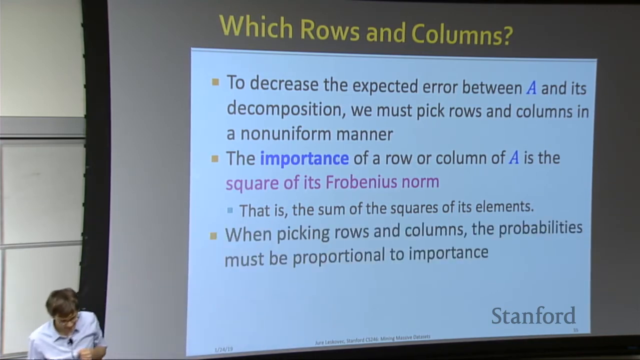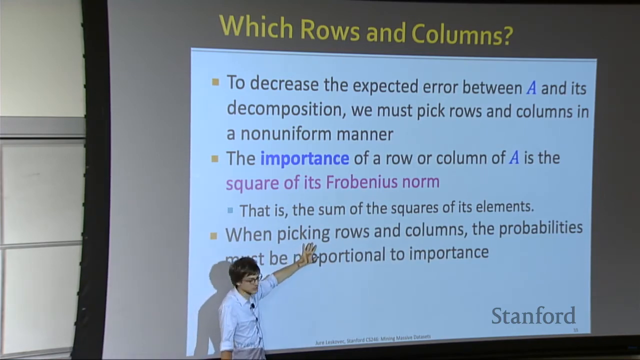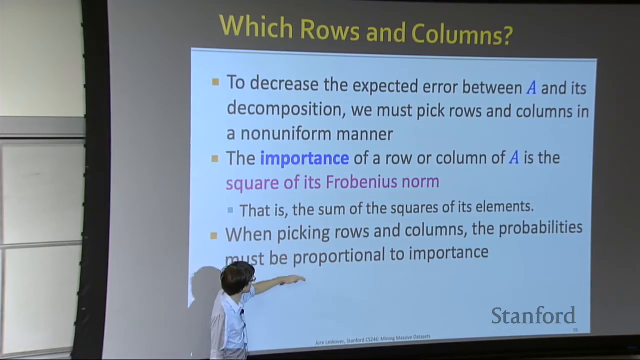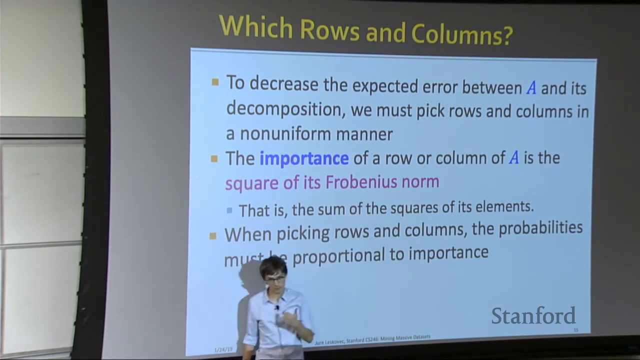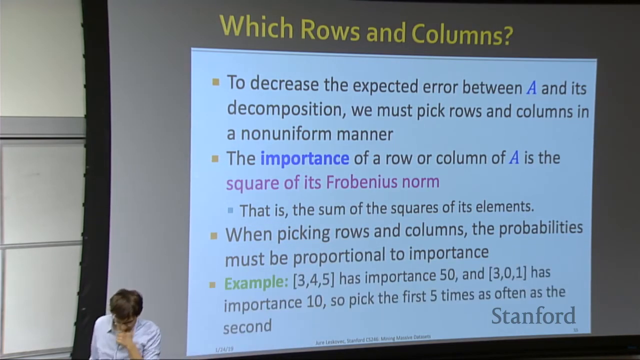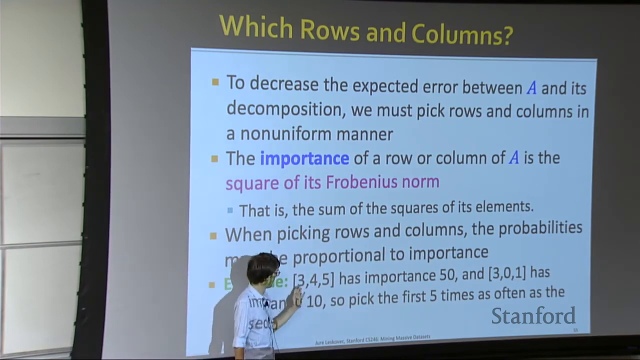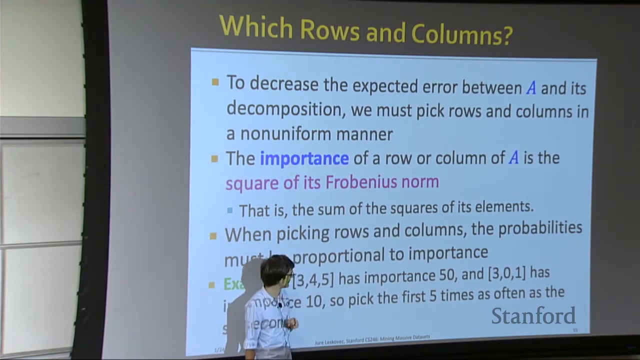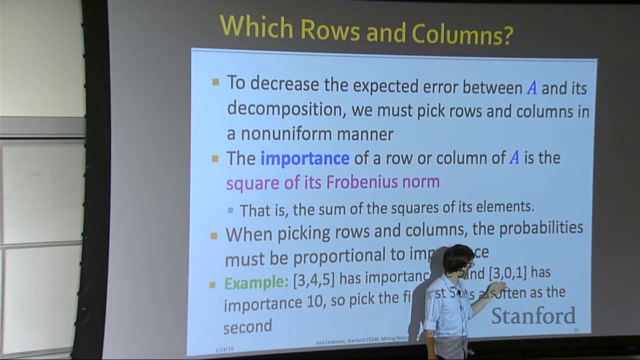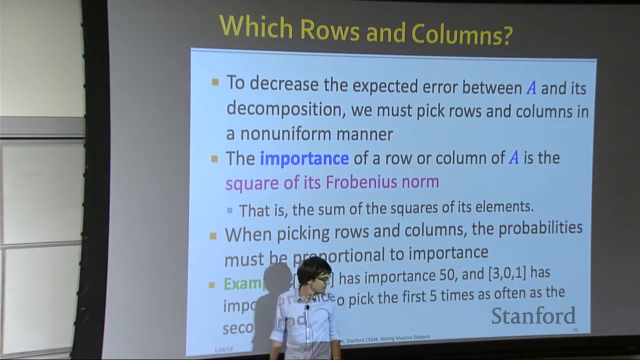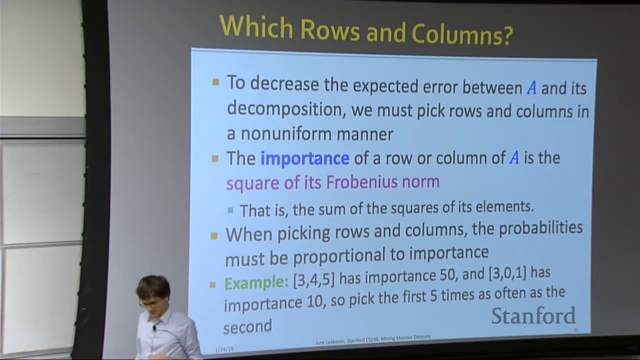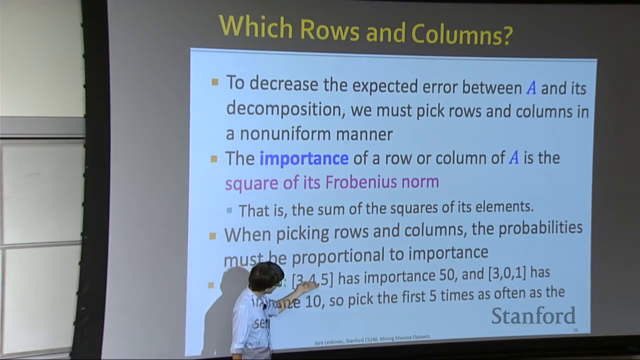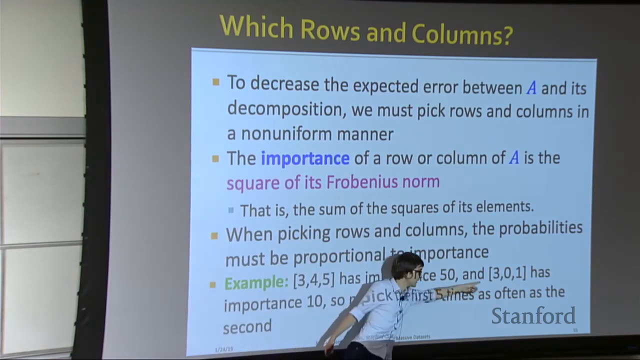And the idea is that when we are picking rows or when we are picking columns, we will pick them with a probability that's proportional to their importance, meaning it's proportional to the square of their Frobenius norm. Right, so if I have a given row with values 3, 4, 5, then this will have importance 50 because that's 3 squared plus 4 squared plus 5 squared. And if I have some other row that has 3, 0, 1, then its importance will be 10 because that's 3 squared plus 0 squared plus 1 squared, right? So the probability of me picking this row will be 5 times bigger than the probability of me picking that row.